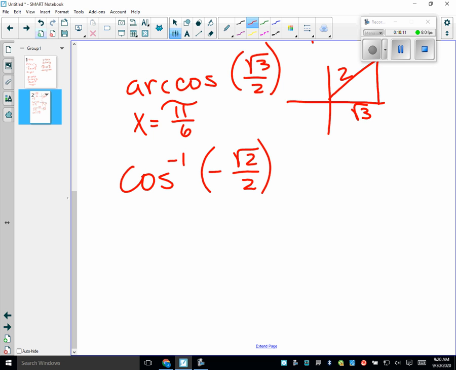What quadrant am I in? You're in quadrant 2. Oh, is it? Because cosine is negative, isn't it? So I'm here, aren't I? What is this angle? Pi over 4. No, that angle is positive pi over 4 because that is a reference angle. This angle is pi over 4.